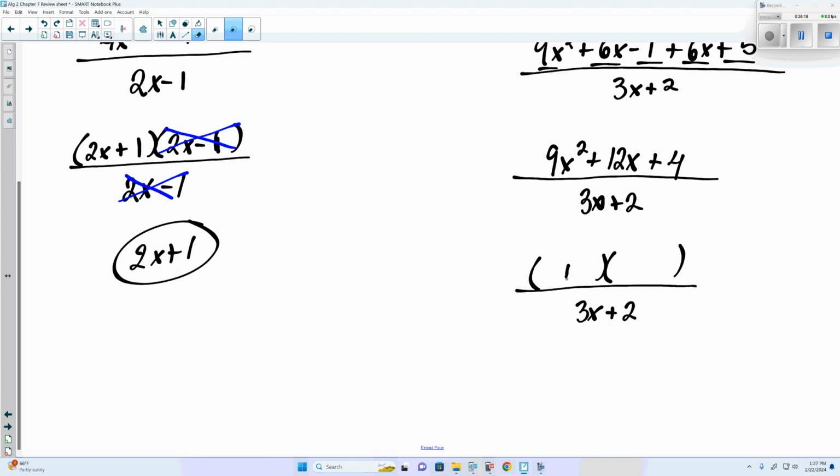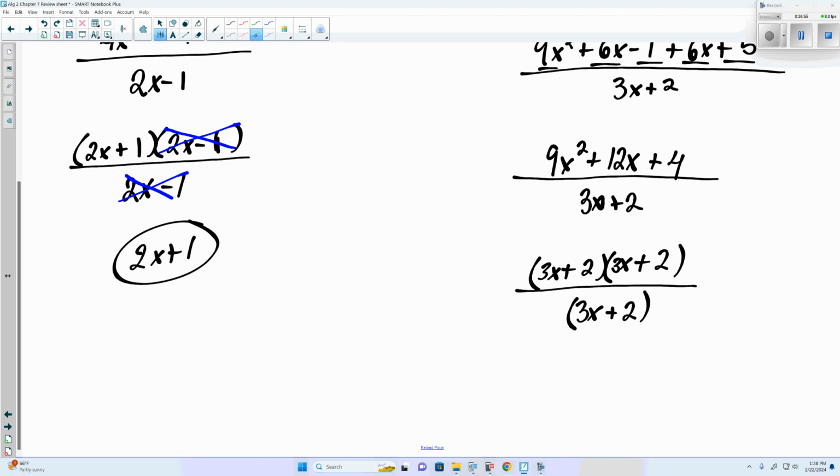So our numerator, we'd have plus and plus because since the third term is positive, the signs are the same and match the sign of the middle term. Factors of 9x squared, well, we'd have x and x. Factors of 9 are 1 and 9 or 3 and 3. Which one would we want? 3 and 3, because that would match up with our 3x in the denominators. Factors of 4, 1 and 4 or 2 and 2. 2 and 2, and that would indeed give us the middle term of 12x.